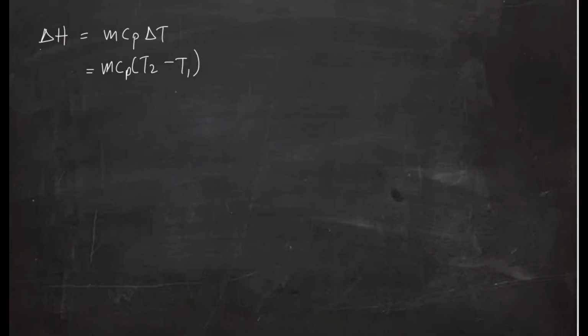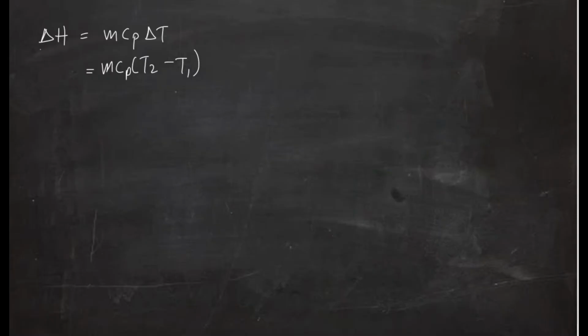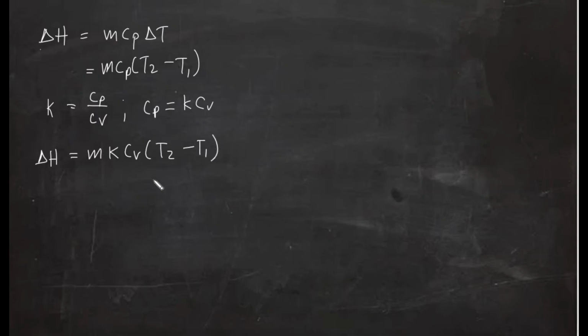So again, from our given, we have k, and we have just solved for c sub v. To solve for c sub p, we can utilize the formula k is equal to Cp over Cv, and therefore c sub p is equal to k times c sub v. So we can substitute that into our formula: mass times k times c sub v, times T2 minus T1. We have already solved for T sub 2.